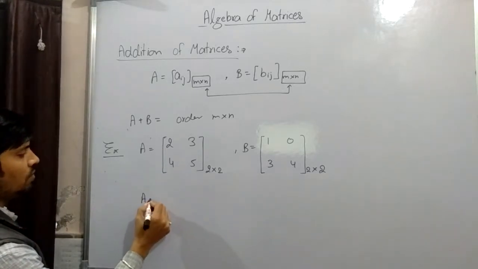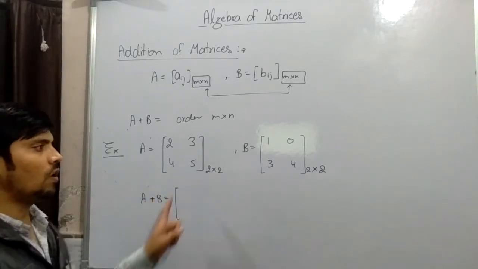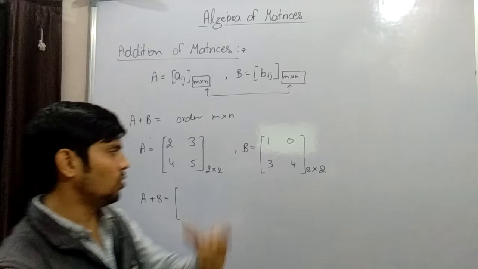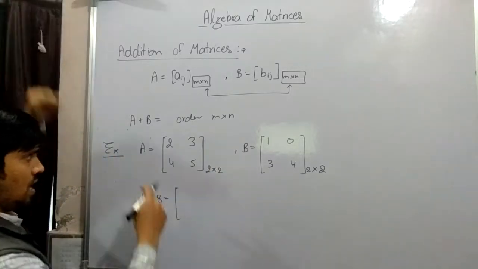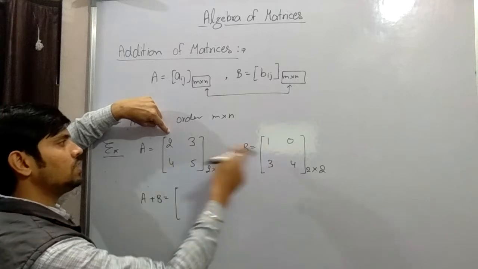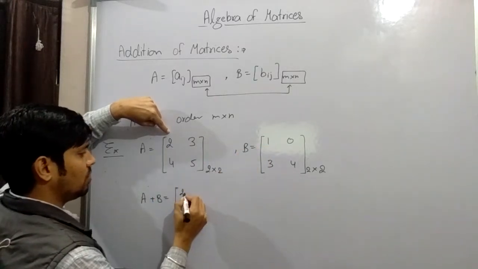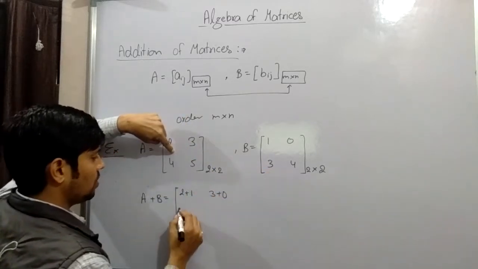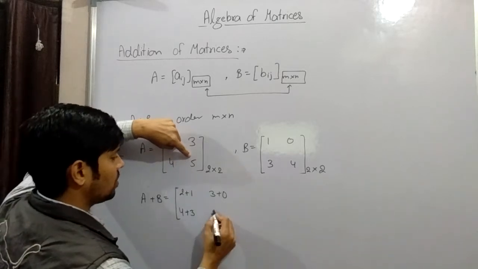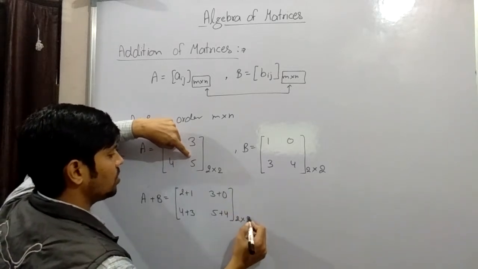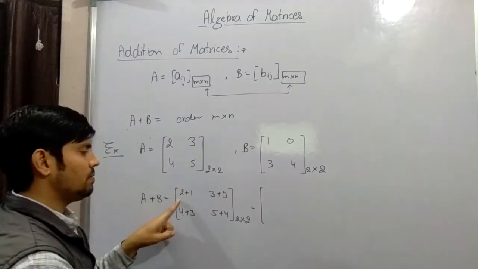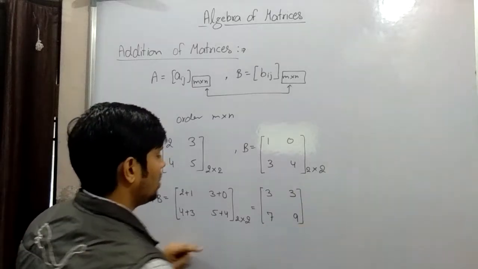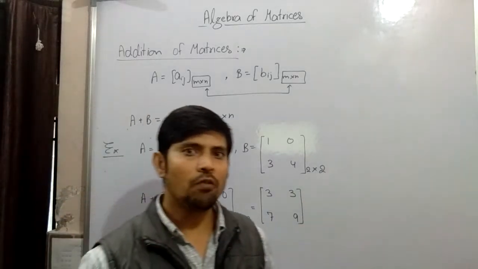Now we have to find the value of A plus B. First of all, we will check the order. Here we have seen the order of both the matrices is the same. This is 2 cross 2 and this is also 2 cross 2. So we can add these matrices. How can we add the matrices? The corresponding elements will get added. That is 2 and 1, 2 plus 1. This is 3 and 0, 3 plus 0. 4 and 3, 4 plus 3. 5 and 4, 5 plus 4. The order remains the same, 2 cross 2. And finally we will get the matrix 3, 3, 7, 9. This is our result.